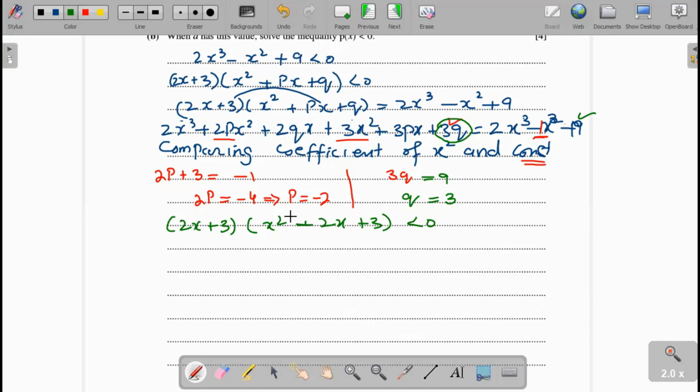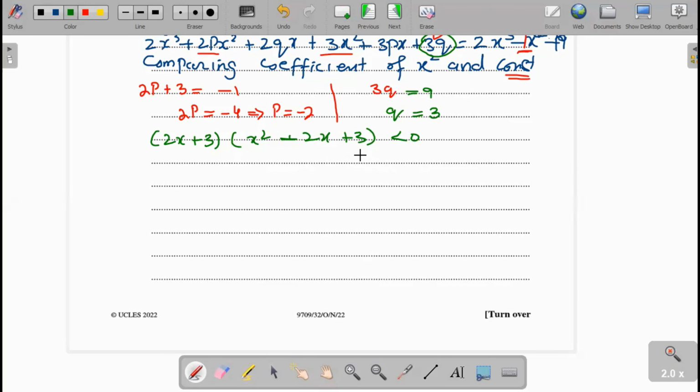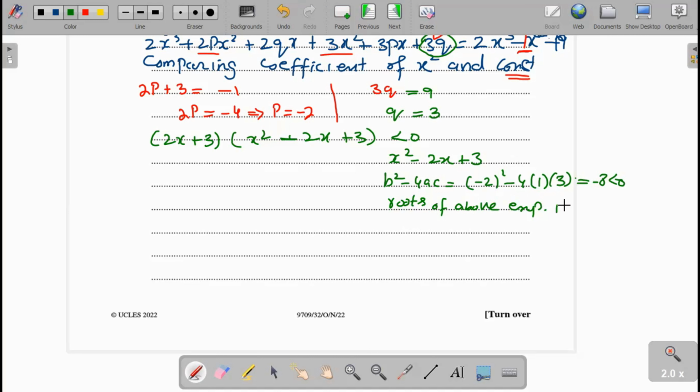Now, this factor is a quadratic expression, and we check the roots of this quadratic function, x squared minus 2x plus 3. You see here, if you take the discriminant b squared minus 4ac, that will be equal to minus 2 whole squared minus 4 into 1 into 3, that's equal to minus 8, and that is less than 0. Therefore, the roots of the above expression are not real. Therefore, x squared minus 2x plus 3 less than 0 is not possible, and 2x plus 3 is less than 0. Take this inequality, that value will be x less than minus 3 over 2, and this is the answer.